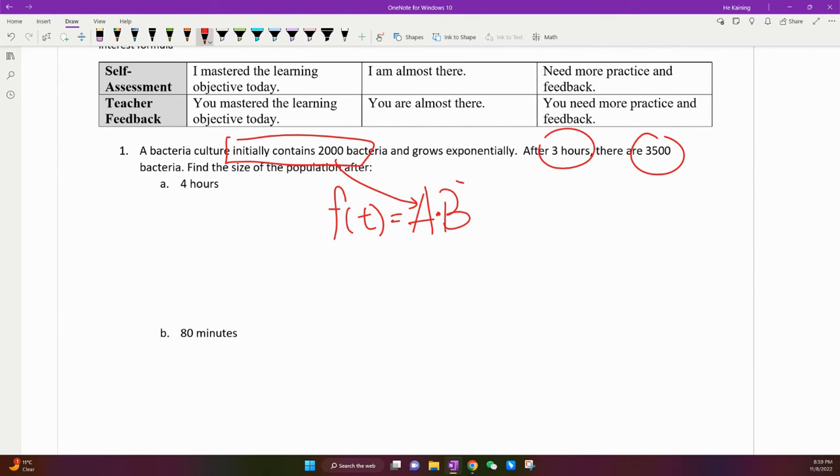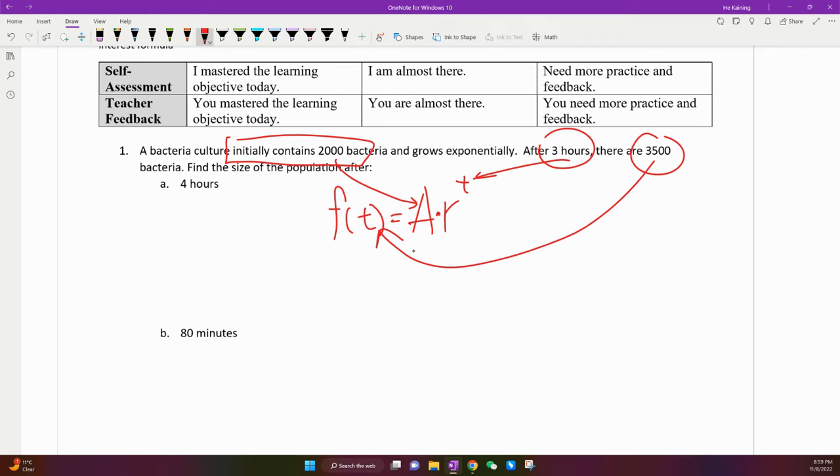Now, let me use the t. It's going to be easier for you to understand because we talk about time. The letter t represents the time. So we know about 3 hours, and we know about 3,500 as the ending. So when I trace it back, I can use all of this information to find b, which means to find our rate.